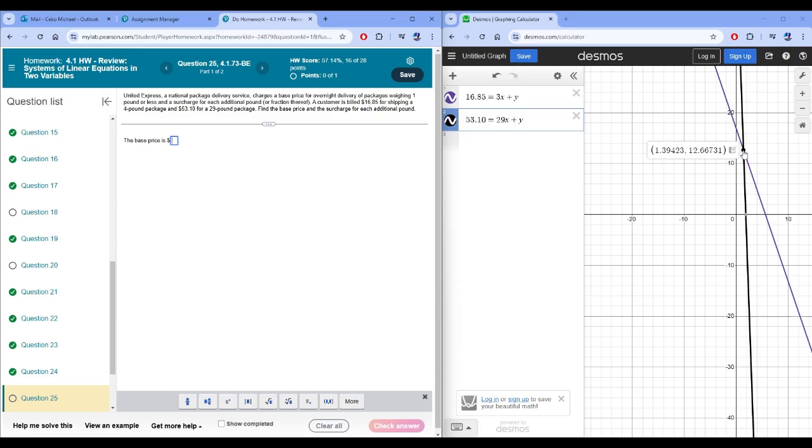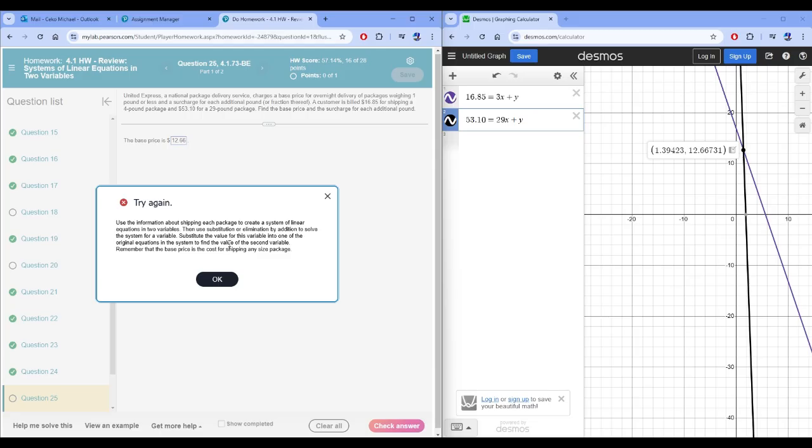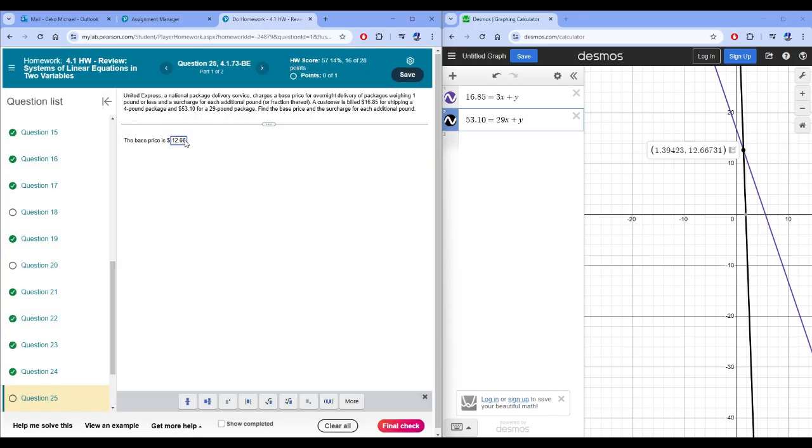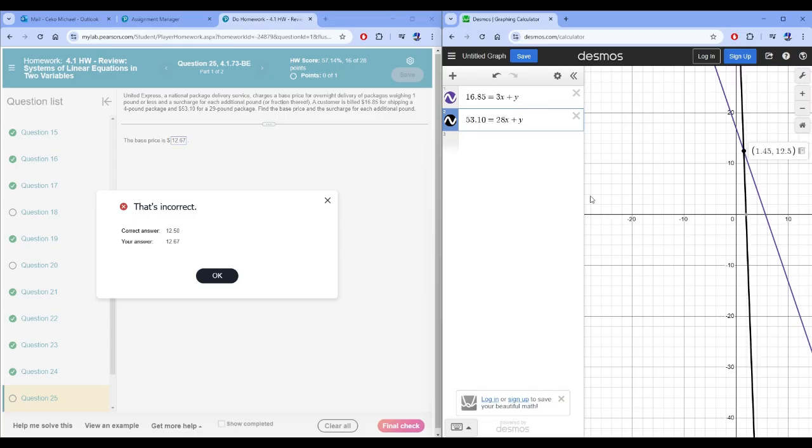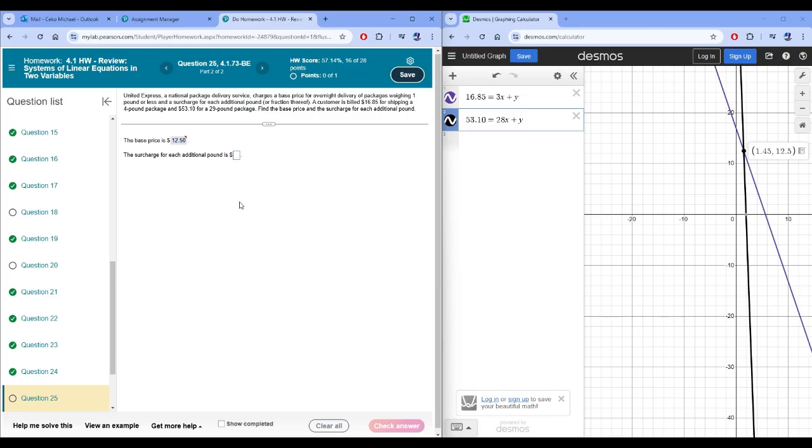Why does it have to be that? So why am I not right? 12.66, 12.67, 12.50. Why 16.85? Oh, because it should have been 28. Oh my god, this is so tricky. 12.5. All right, and then the surcharge would have been $1.40. 1.45.